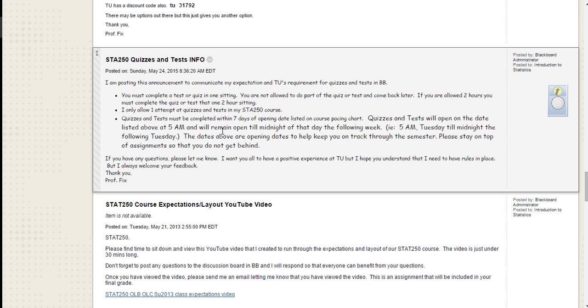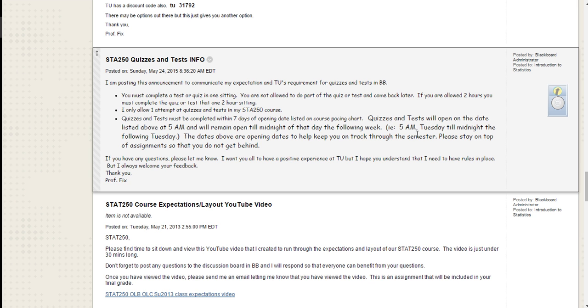The way that I run the quizzes and the tests, instead of having everything due on Sunday night and then that whole pressure of feeling like that, I do kind of a revolving pattern throughout the semester, and I'll show you on the course pacing chart shortly. Once a quiz or a test opens, you have 7 days to complete it. And like I said, I'll show you on the chart in just a minute.